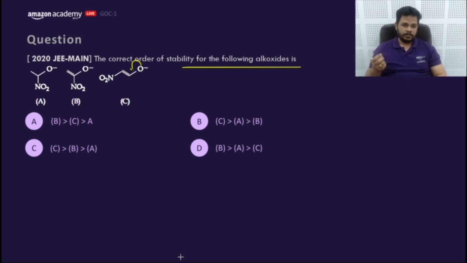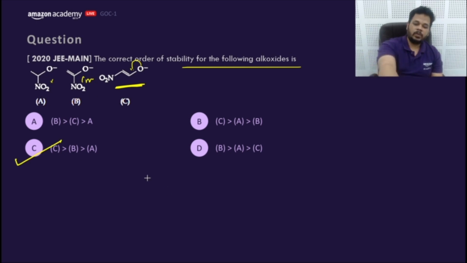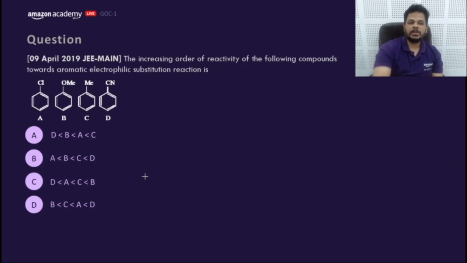Chirag says A. Let's try to understand this, guys. This is longer resonance, this shows cross resonance, and this is no resonance. So what would be the answer? KS says C, so the correct answer would be C. Let's move to the next part of it.